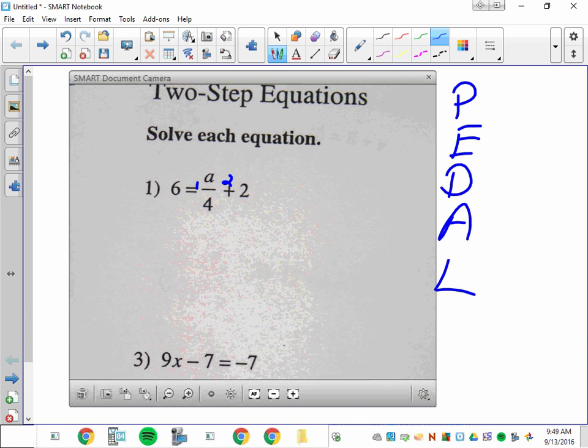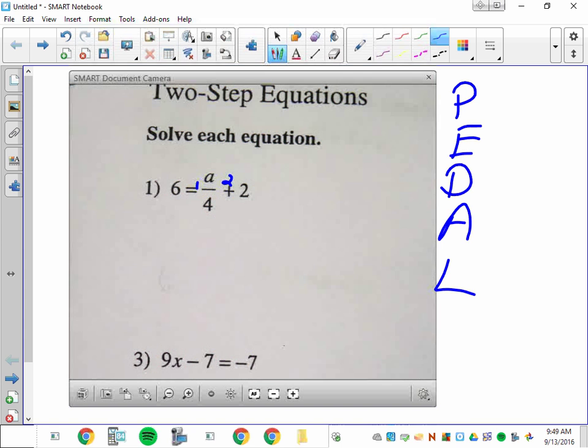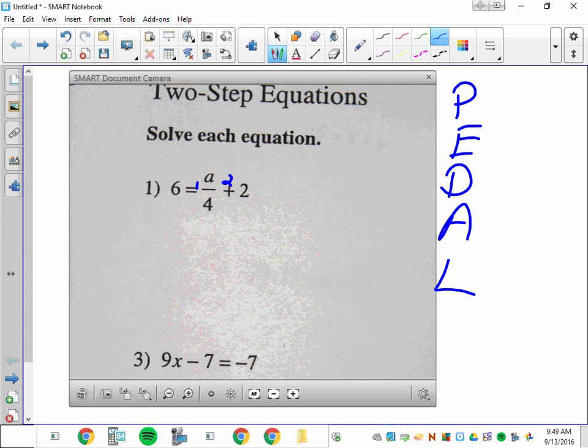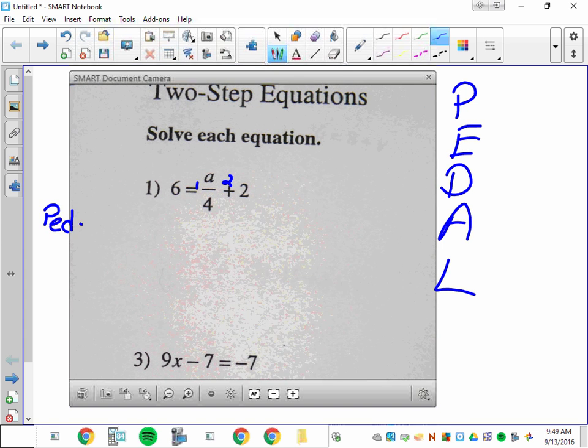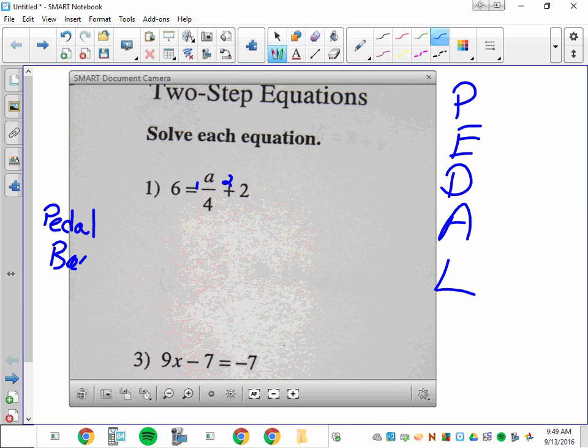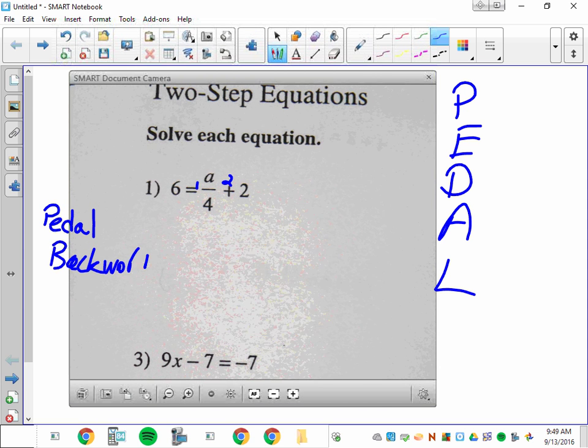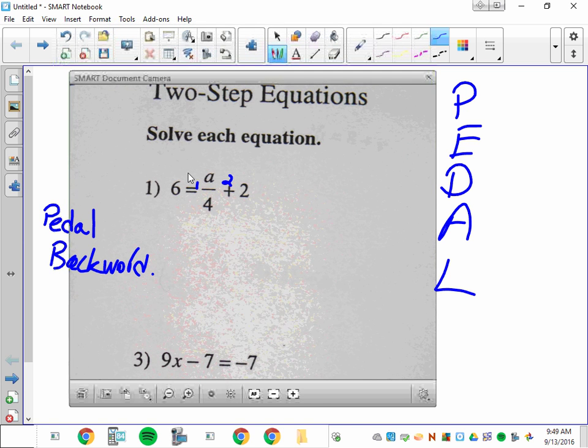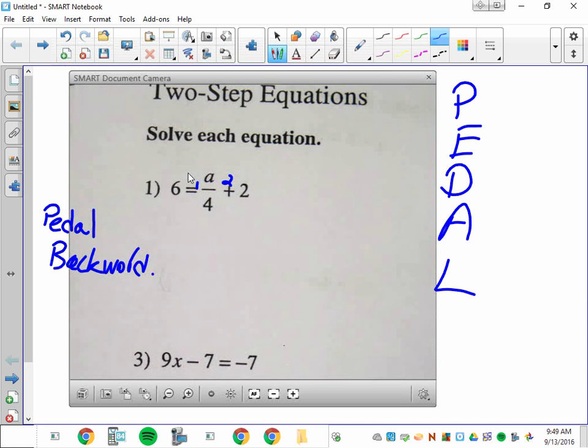So, how do we solve for A? Well, it's easy. And this is part of the reason why I like the mnemonic PEDAL. All you have to do to solve this is pedal backward, literally and figuratively. Okay? We are going to undo each of these operations in reverse order. We're going to pedal backwards.